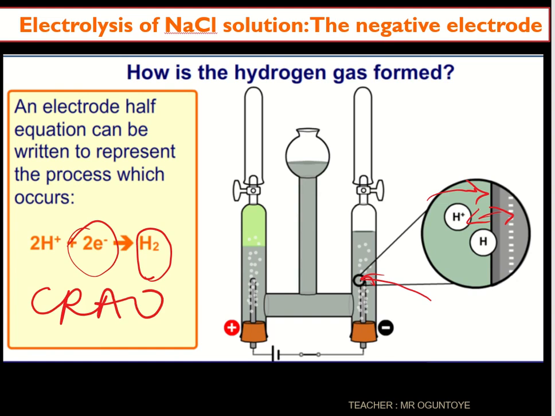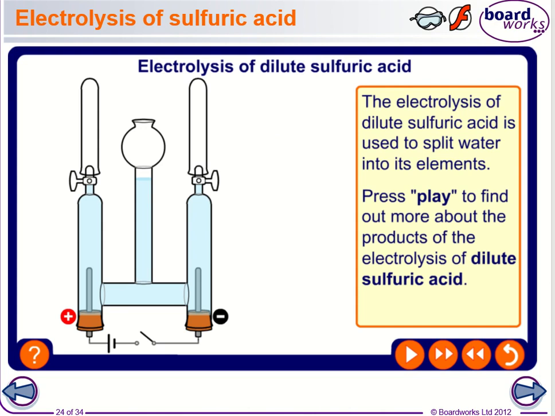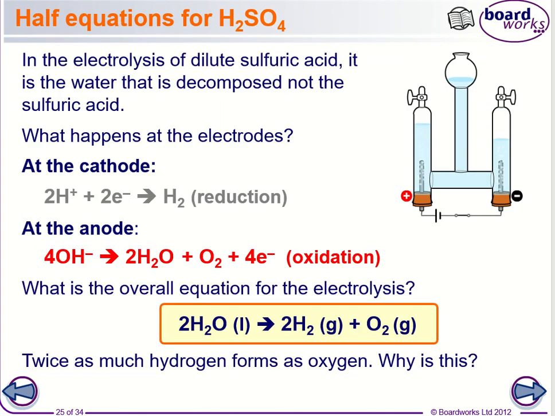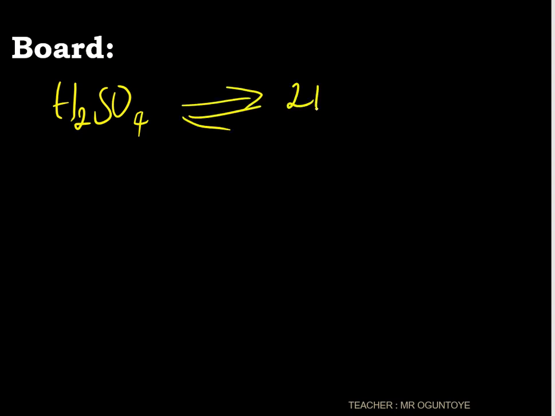Okay, so let's look at electrolysis of sulfuric acid, and just use it to wrap up the idea of electrolysis in aqueous solution. Now for sulfuric acid, I'm going to be splitting it into the respective ions too. Sulfuric acid in solution, H2SO4, can be broken down into two: hydrogen ion and sulfate ion.